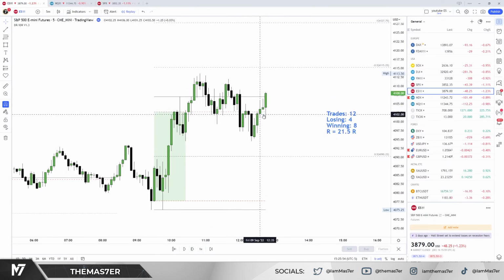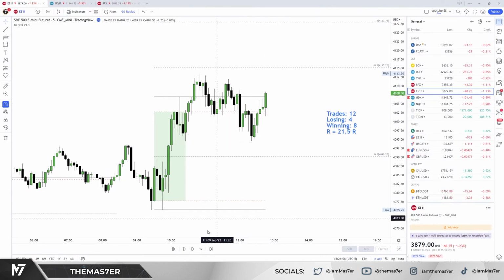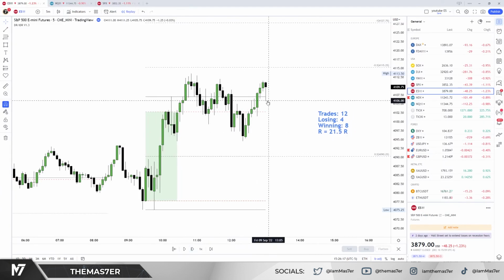Now we are going up, we are closing above the IDR, we are closing above the DR. So let's find an entry. If we can find an entry, we're taking any retracement now, we will take long now. Rejection from the DR, we're going long now.